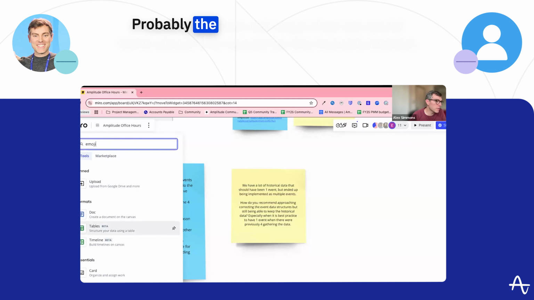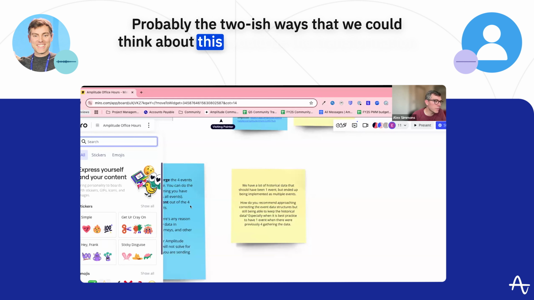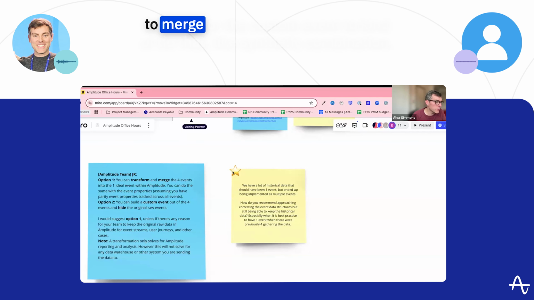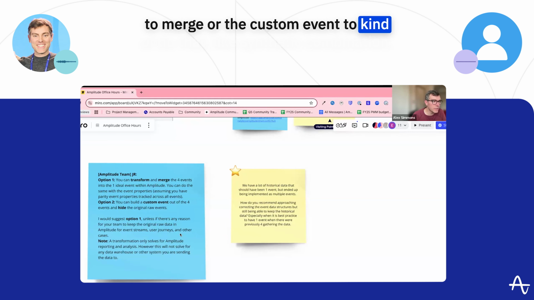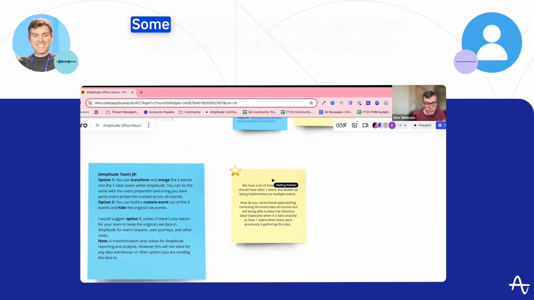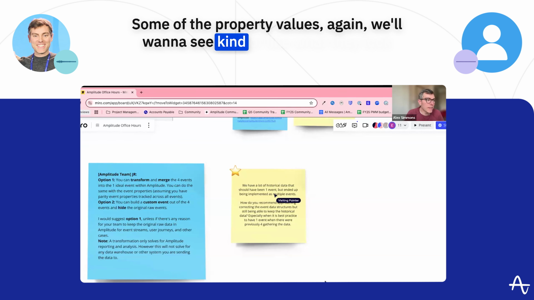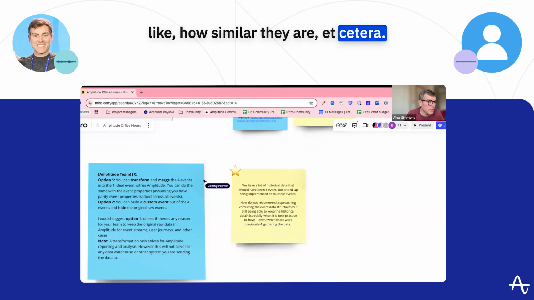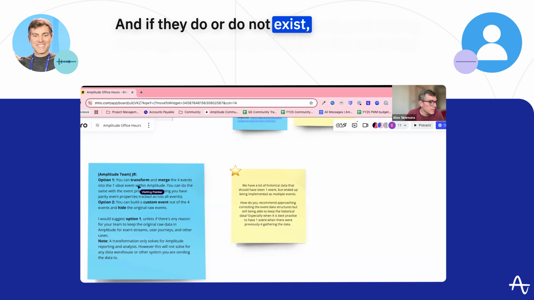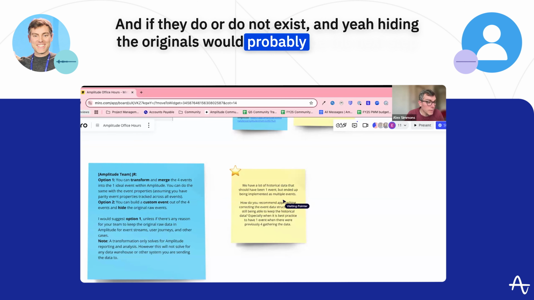Probably the two-ish ways that we could think about this would be the transformation to merge or the custom event to do that synthetic combination. For some of the property values, we'll want to see what they look like, how similar they are, and if they do or do not exist. And then hiding the originals would probably be the next step.